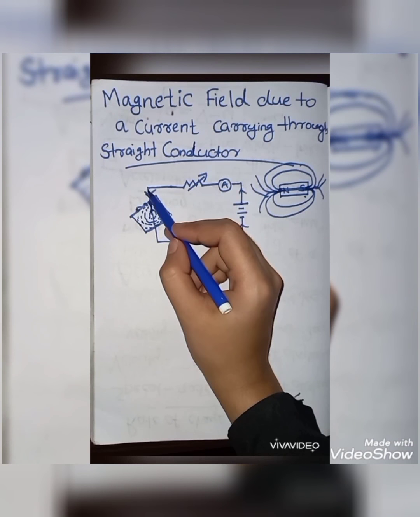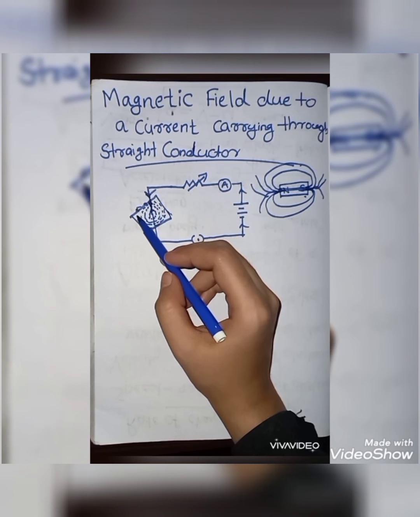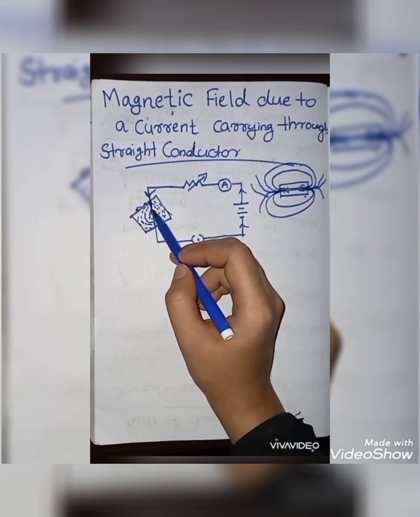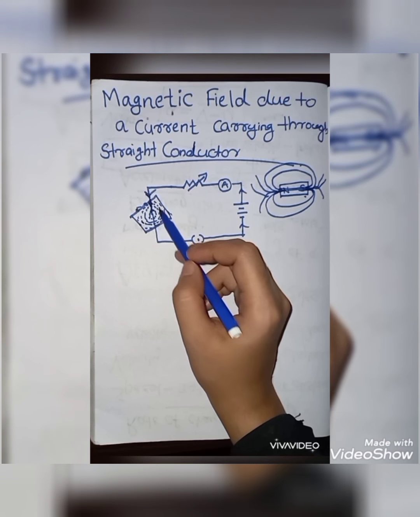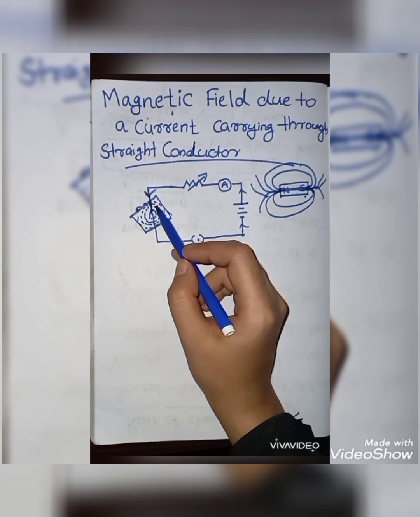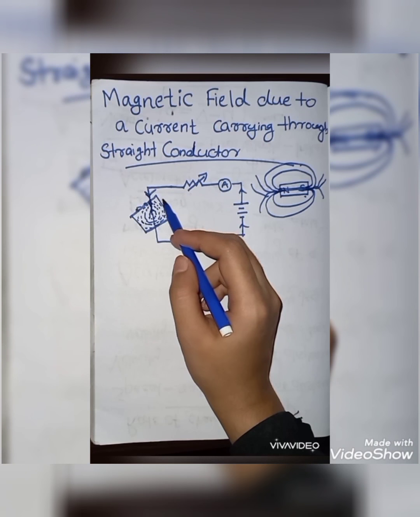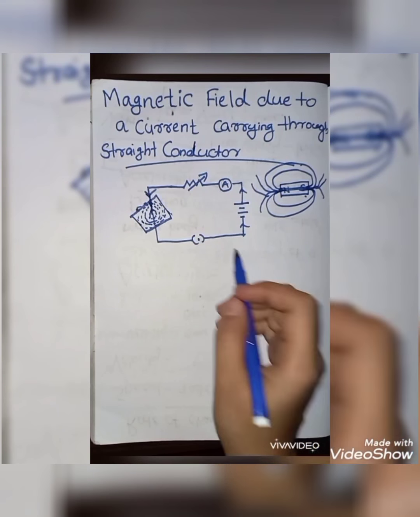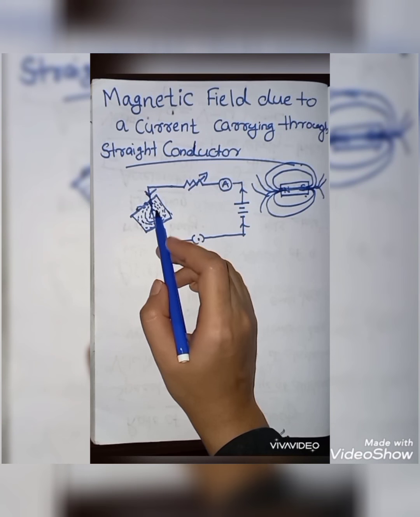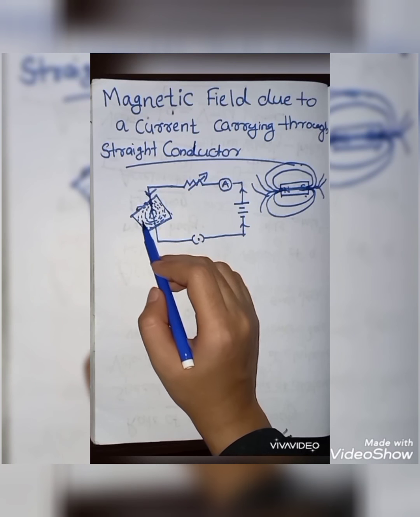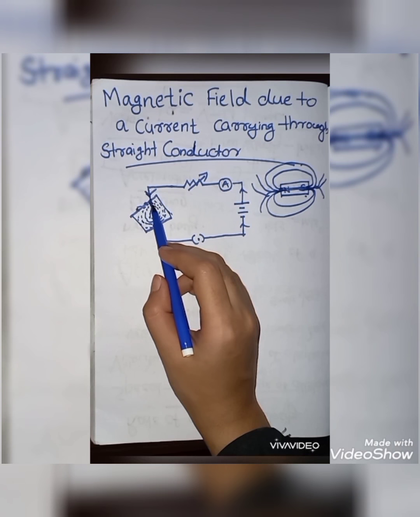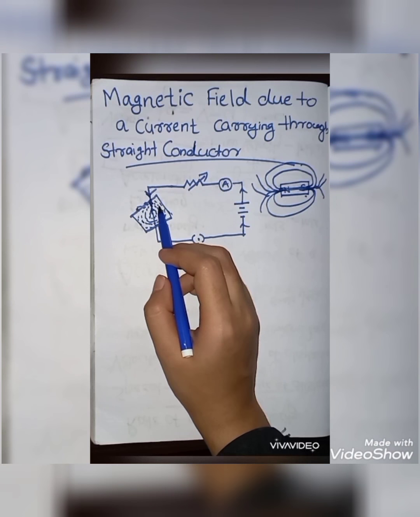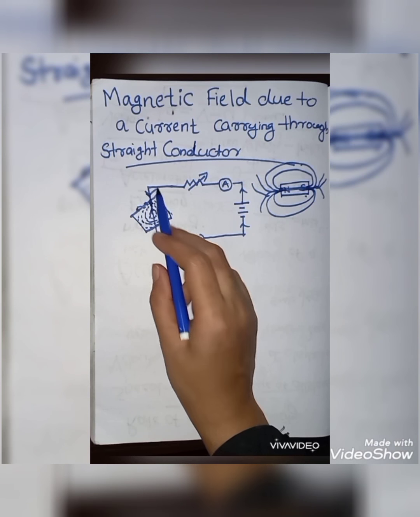The magnetic field of a straight conductor is represented like this. We draw a perpendicular plane, and in this plane we draw some concentric circles, and these concentric circles are the magnetic field. The magnetic field is represented by concentric circles which become larger and larger. These are the magnetic field around a current carrying straight wire.